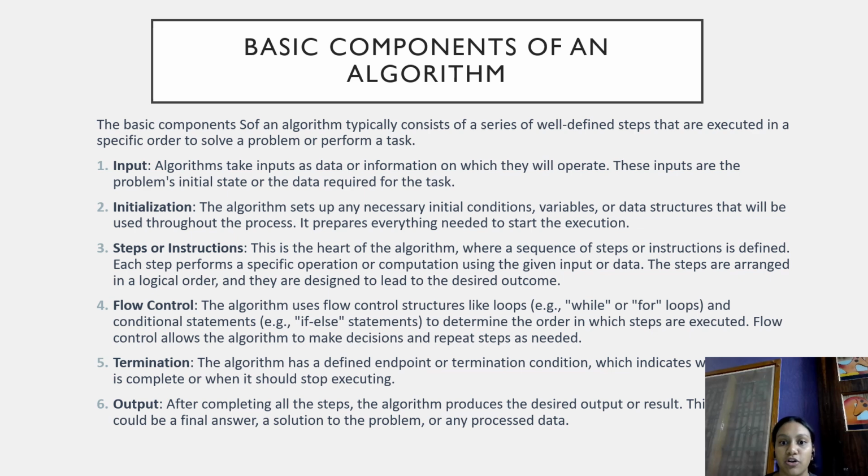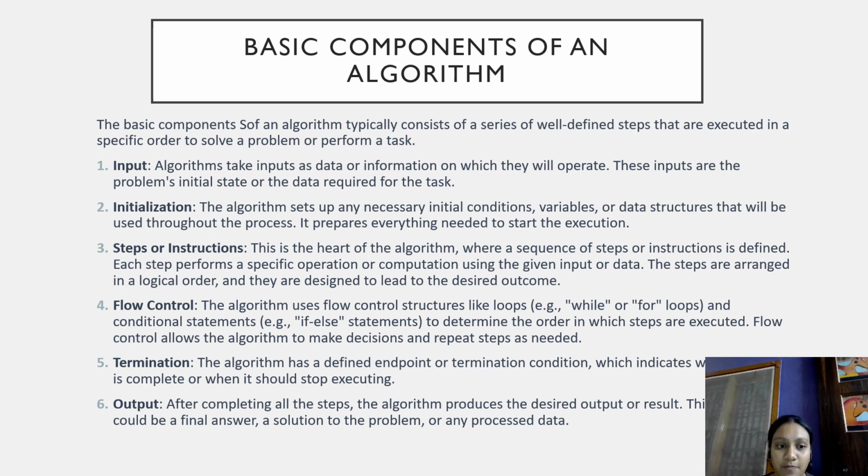The basic components of an algorithm. The basic components of an algorithm typically consist of a series of well-defined steps that are executed in a specific order to solve a problem or perform a task. Now, there are six basic and important steps which are followed in an algorithm.